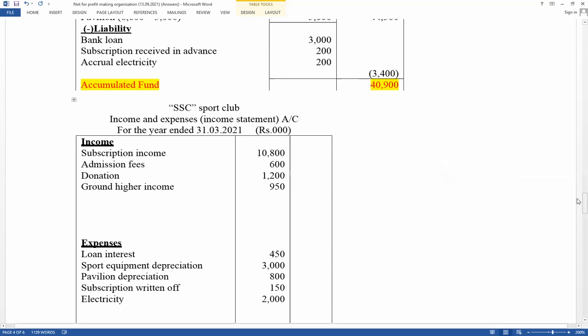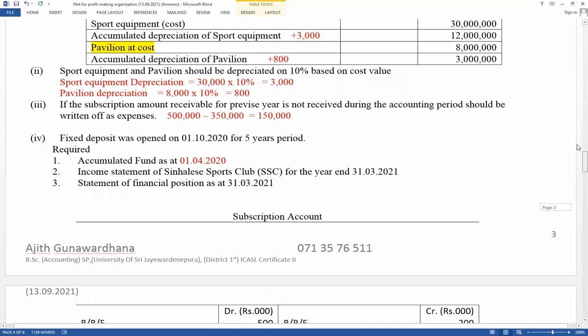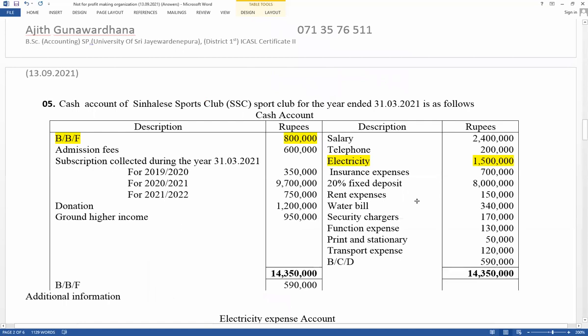Cash account credit side. From the beginning, try to complete the fixed deposits. For fixed deposit there is an adjustment. You have to calculate fixed deposit interest also. Same fixed deposit value from the beginning: it has given 8 million deposited during the accounting period, 20% percentage it has given. And it has given additional information. There is an adjustment relevant to the fixed deposit also.